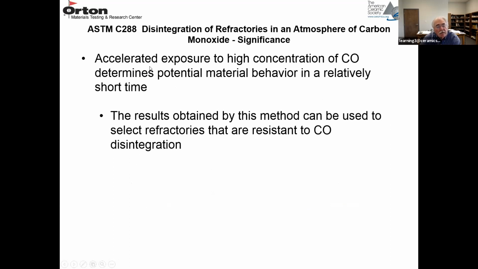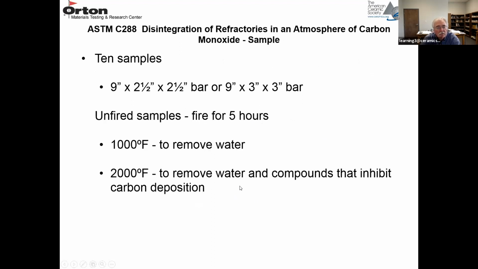The test provides an accelerated exposure to high concentrations of CO gas, and it determines the potential material behavior in a very short time. The results obtained in this method are used to select refractories that are resistant to CO disintegration. And there are other applications besides blast furnace that have carbon monoxide as one of their byproducts.